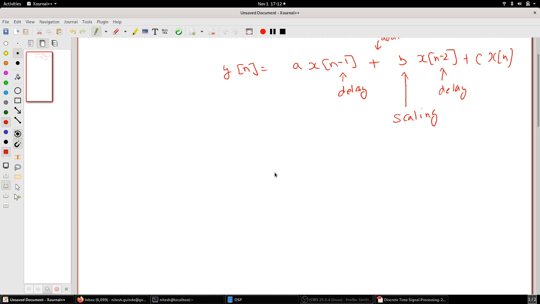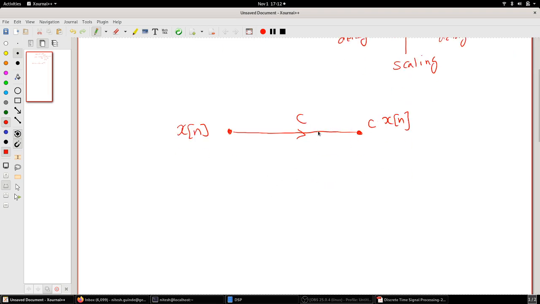If I want to represent this particular equation using a signal flow graph, how I'll do that is you have x of n as the input. Okay, there is an input which is x of n, and when you scale this with a c, what you get at this node is c into x of n. Okay, this is one component of showing your signal flow graph.